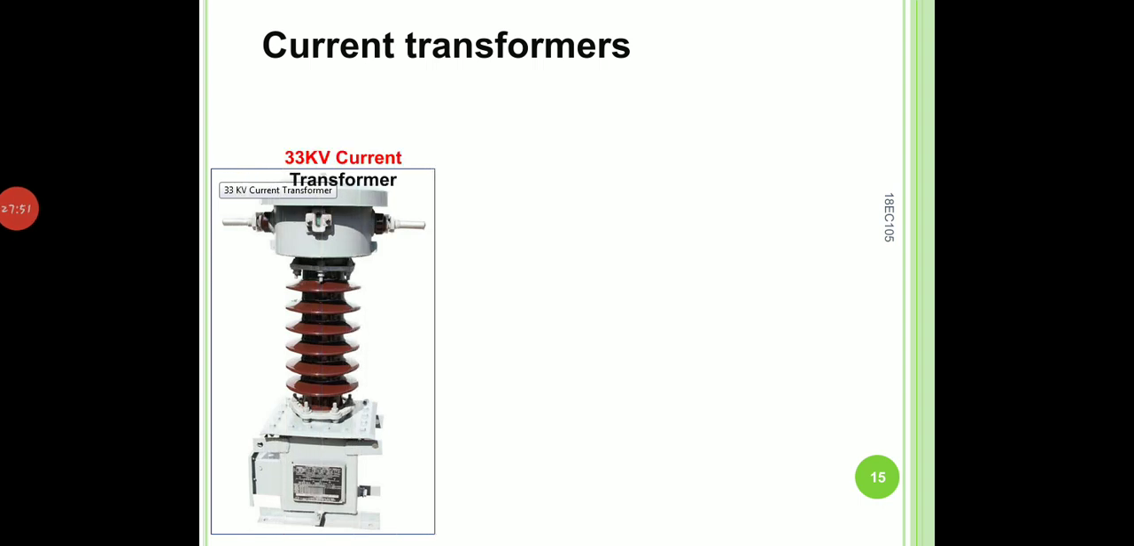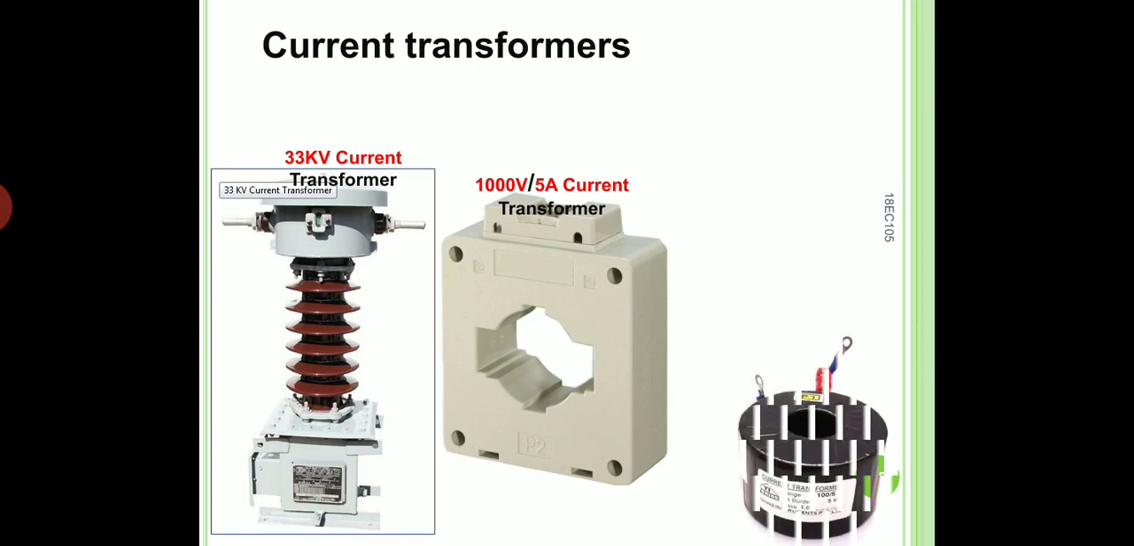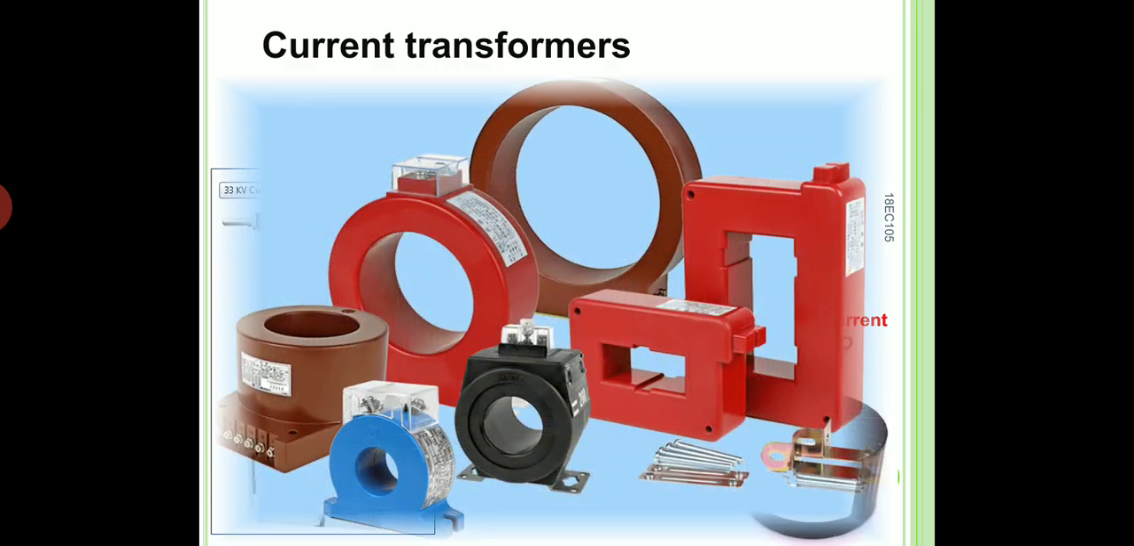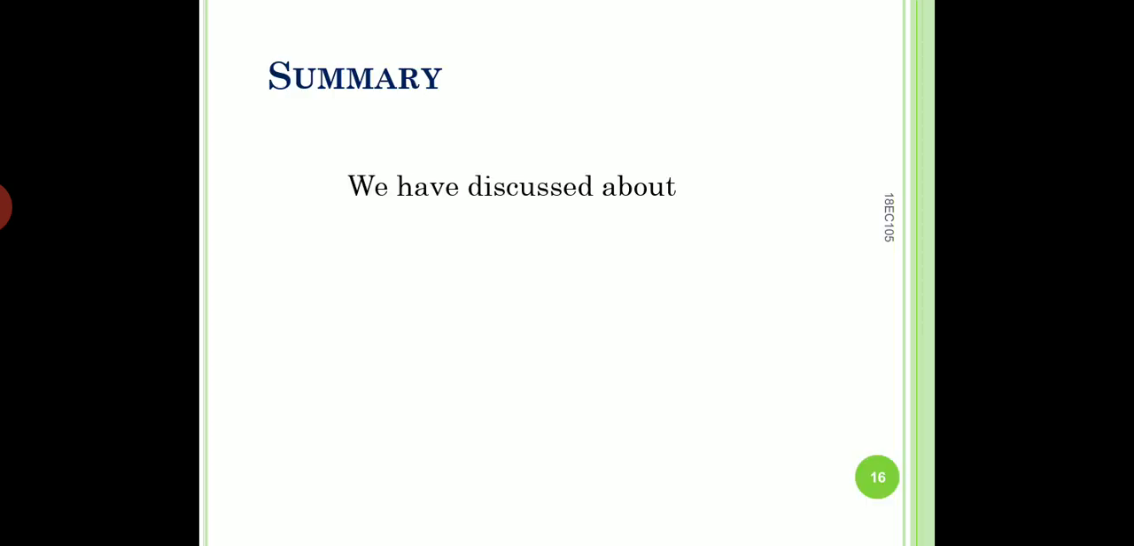Some more models here. This one is a 33 kilovolt current transformer; you can see the writing, it is 33,000 volts. Then you have one more working at 1000 volts and 5 amperes of current. There is another model working at 100 volts and 5 amperes of current. These are different models available in the market for various applications and ranges. With that we'll conclude this section about the different types of transformers.